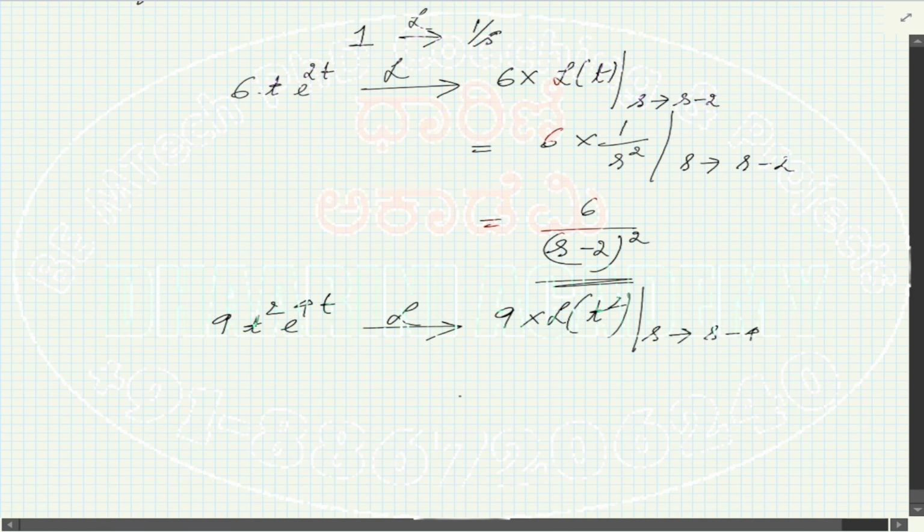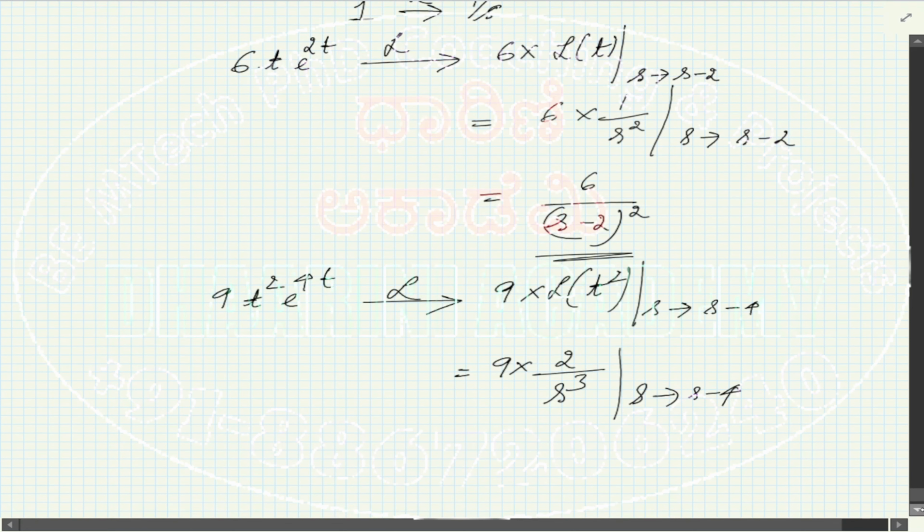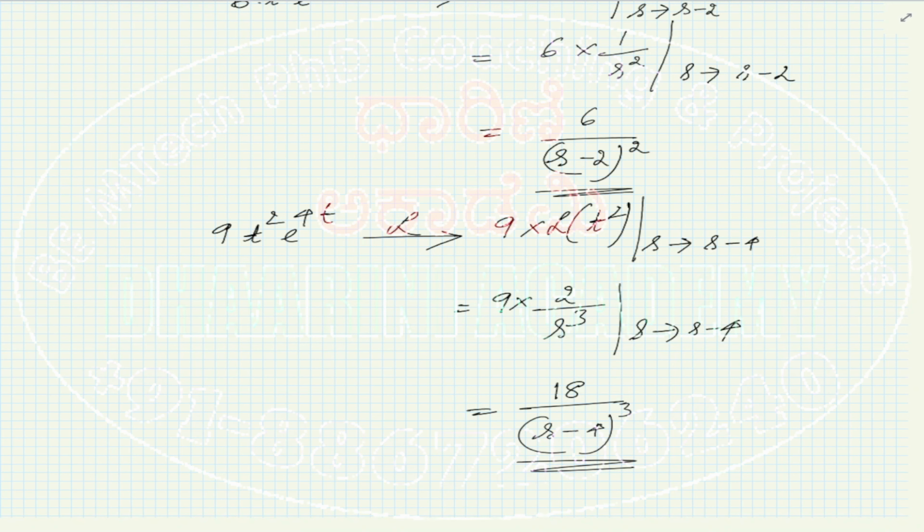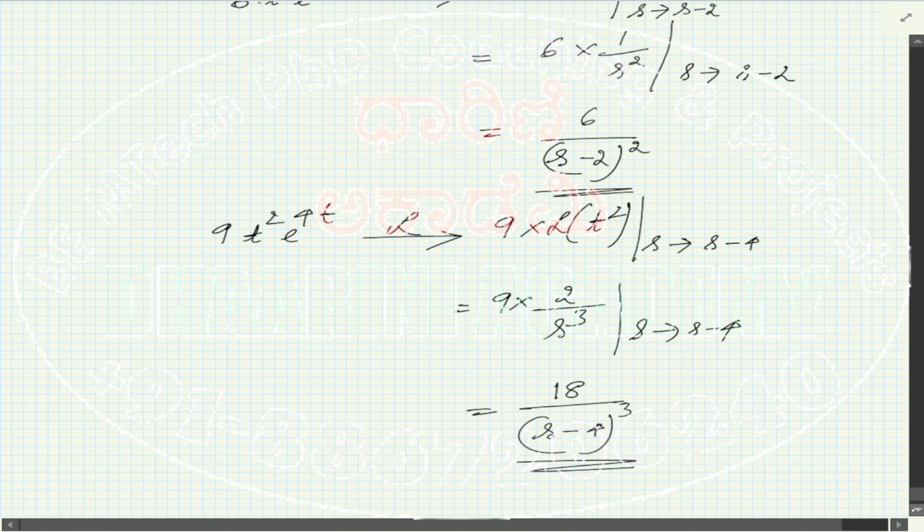So this is equal to 9 into Laplace of s square, which is 2 divided by s cube. Okay, replace s by s minus 4. So we are going to get this as 2 into 9, so 18 divided by (s minus 4) the whole cube. That's the answer.